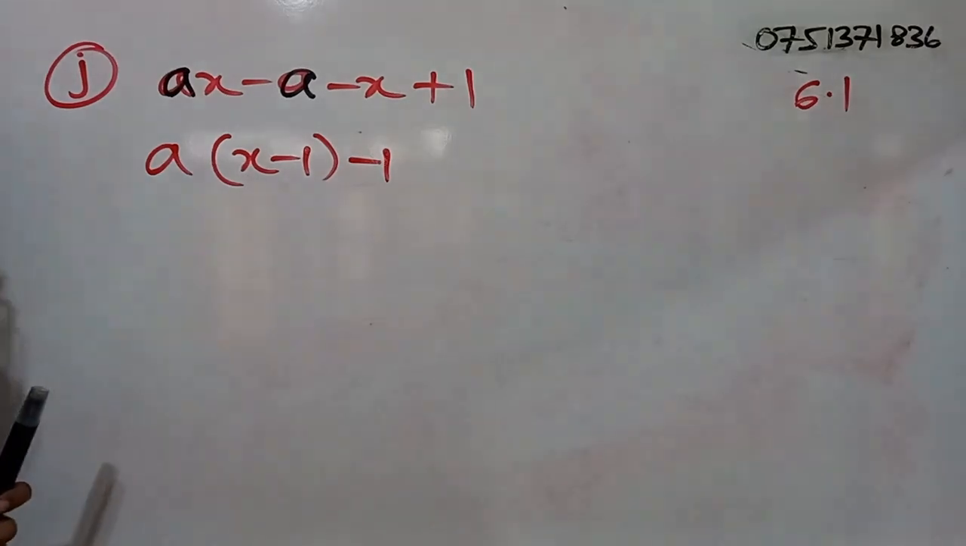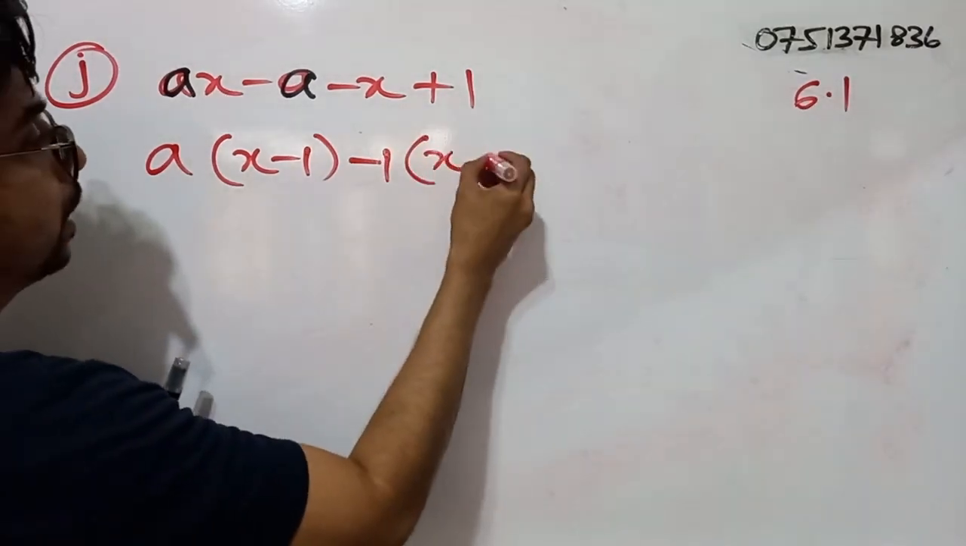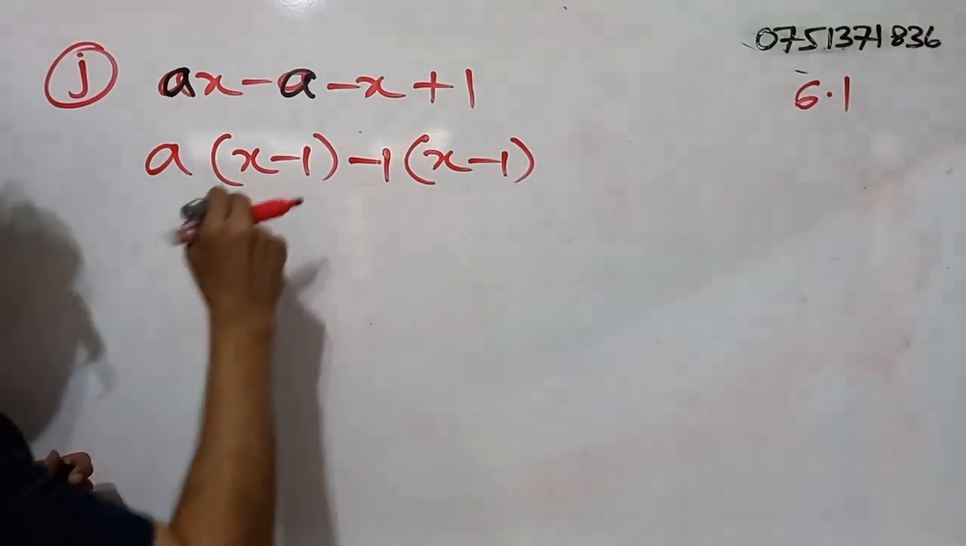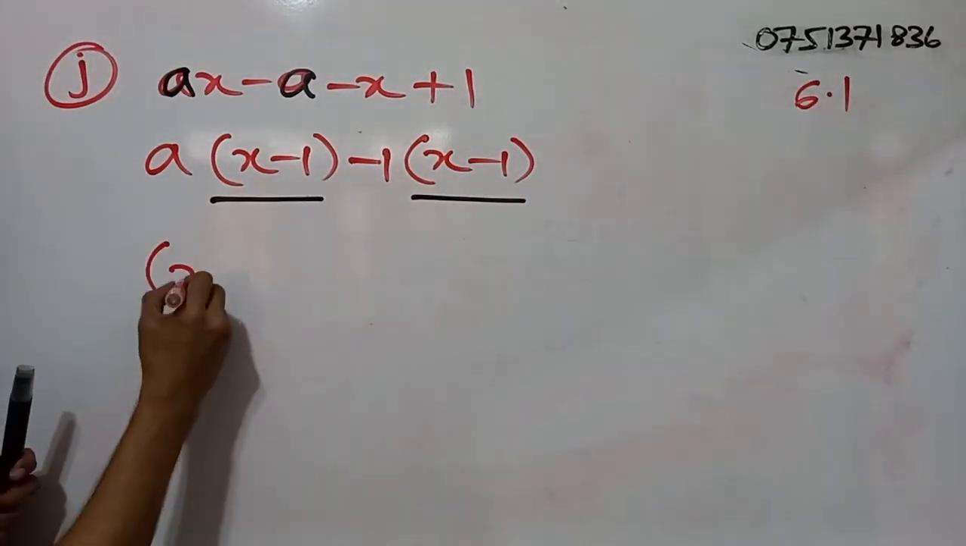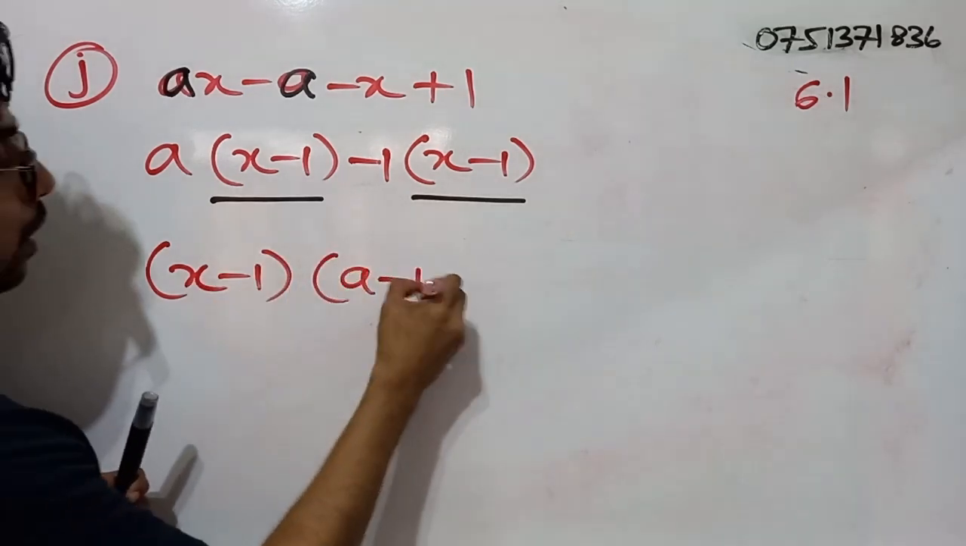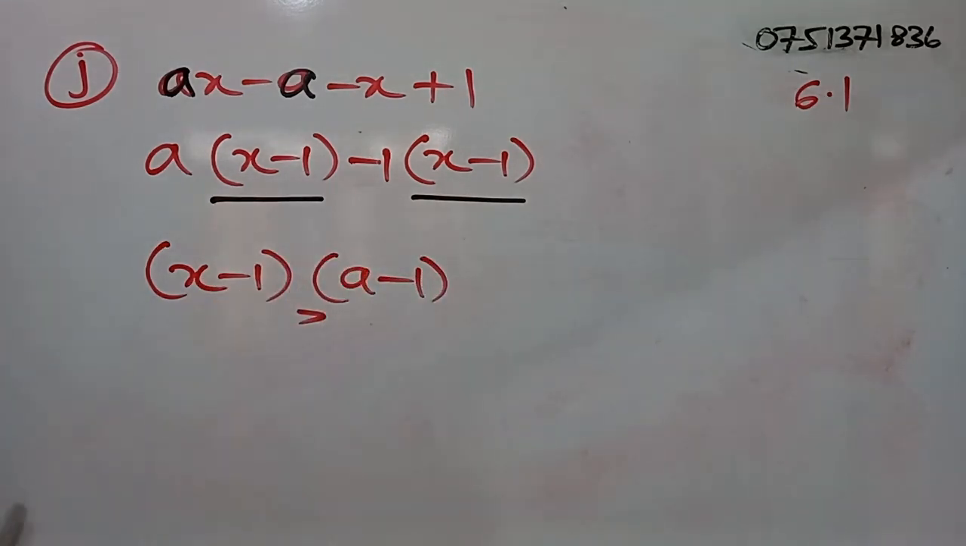Negative 1. So what goes inside? X minus 1. So now these two expressions are common. So x minus 1, a minus 1. So this is the answer.